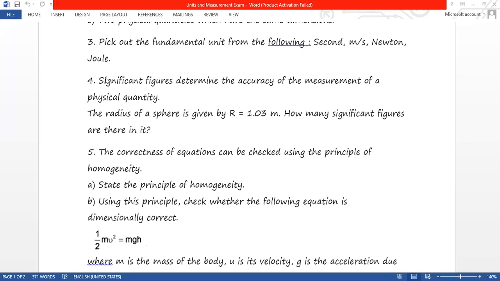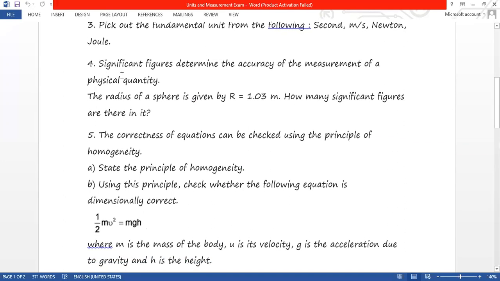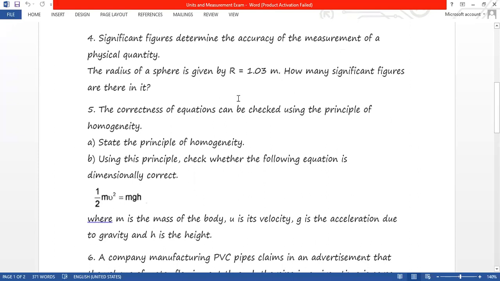And the fourth one, significant figures determine the accuracy of the measurement of a physical quantity. The radius of a sphere is given by r equal to 1.03 meter. How many significant figures are there? The 0 is in between non-zero numbers, so the 0 is significant. So we have three significant figures, 1, 0, and 3. This 0 lies between non-zero digits, so it is significant. So the total number of significant figures is 3.